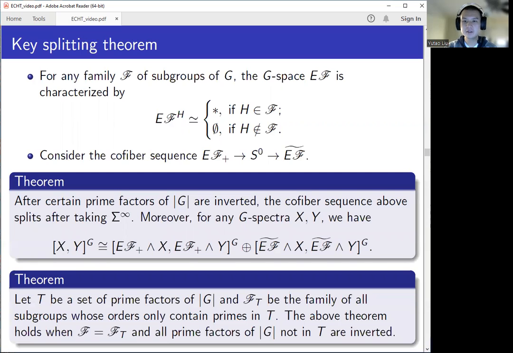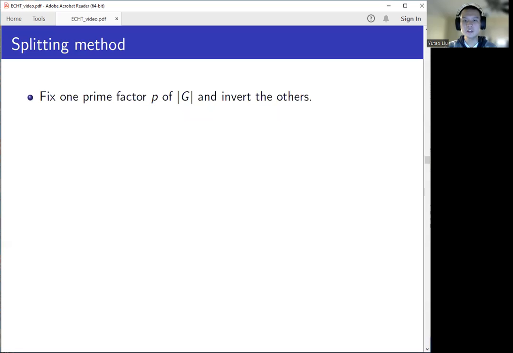In our splitting method, we will consider the following special class of families. We consider the family of all subgroups whose orders only contain certain primes. The splitting happens if we invert all other prime factors of the order of G. Now we can explain the main procedure of our splitting method.